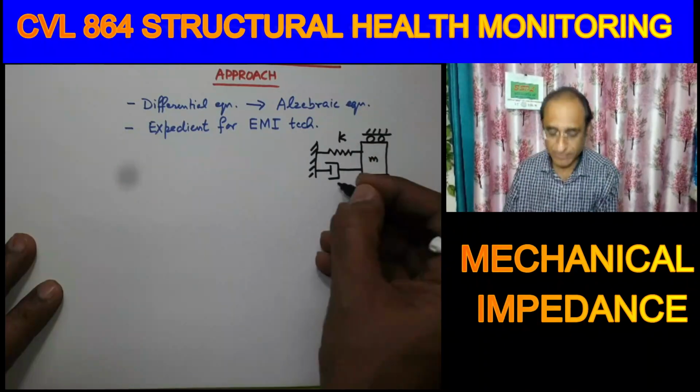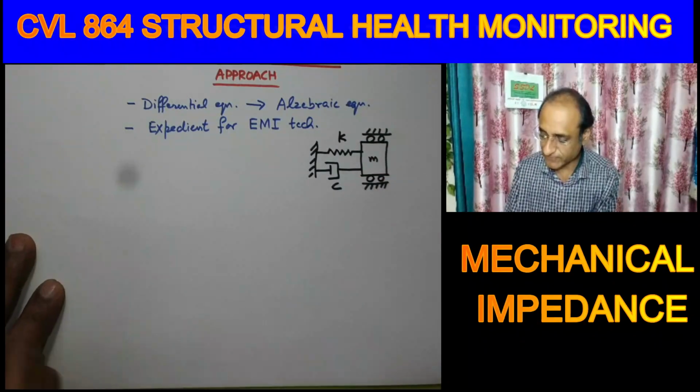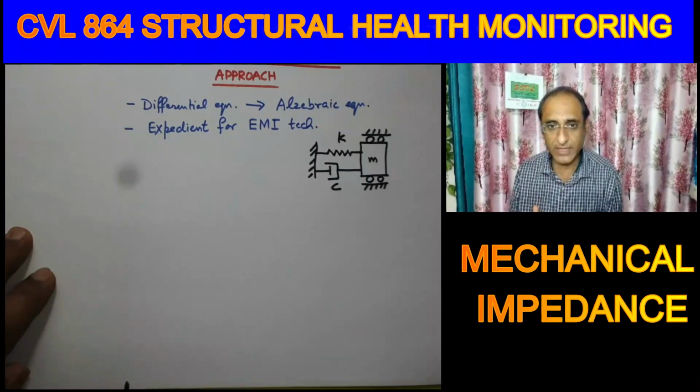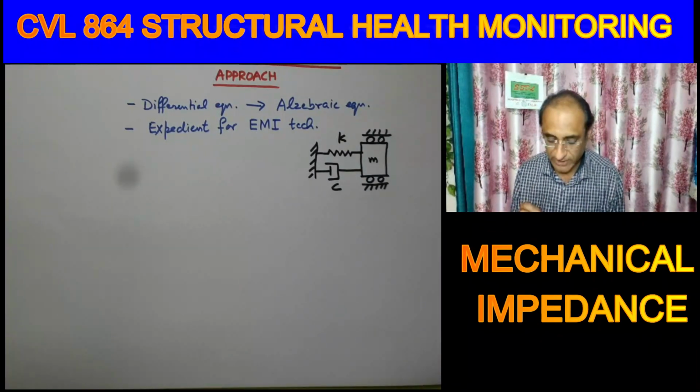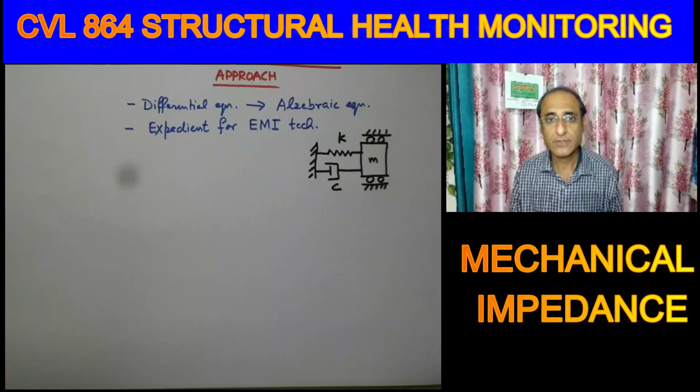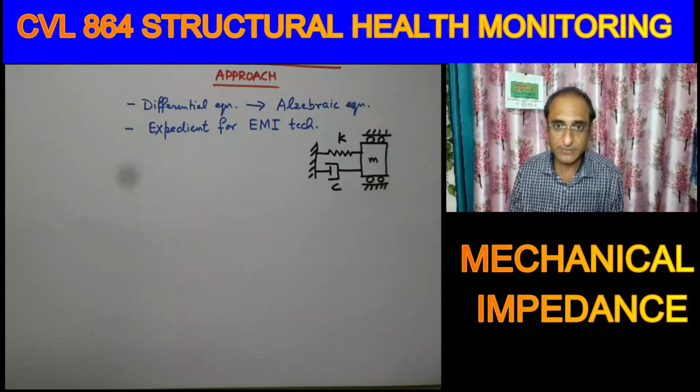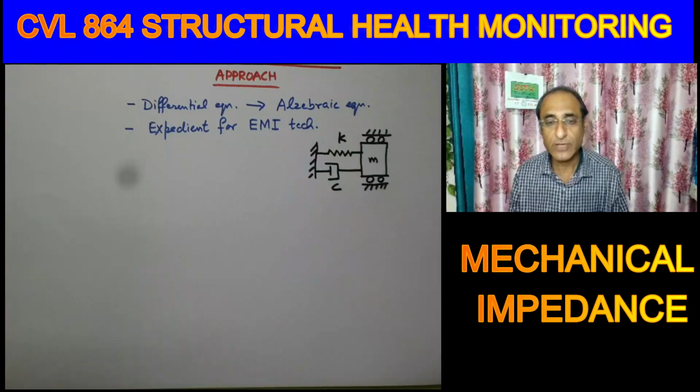So in this system I have drawn a single degree of freedom system, with the three elements K, C and M. We are used to the differential equation, but I'll take you to a new concept, the impedance concept. This will also be a new concept, just like the complex Young's modulus I introduced here.